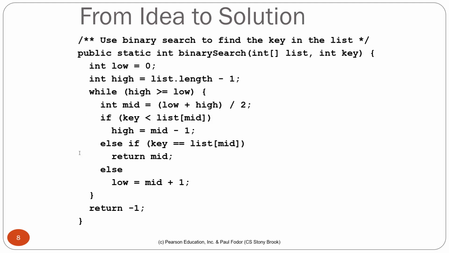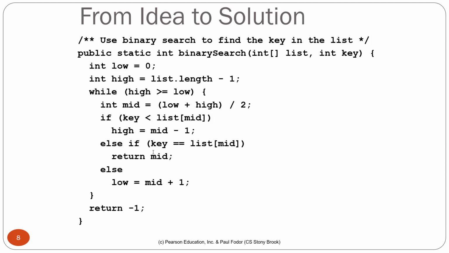Now what are we doing here? While high is greater than or equal to low, and I had written it the other way around, but these two mean the same thing. You will have to find the mid index, which is (low plus high) divided by 2. If key is less than the element at index mid, then you'll have to update your subarray to the left subarray, and you will say high is equal to mid minus 1.